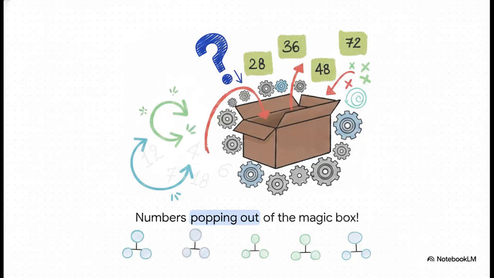Now, what's really interesting here is looking at the numbers coming out. We've got 28, 36, 48, and 72. So based on our source text, if we work backwards, could the secret multiplier hiding in that box be 1? Well, yes. Could it be 2? Absolutely. How about 4? Actually, that works too. It turns out there's way more than one possible multiplier that could create this specific set of numbers.